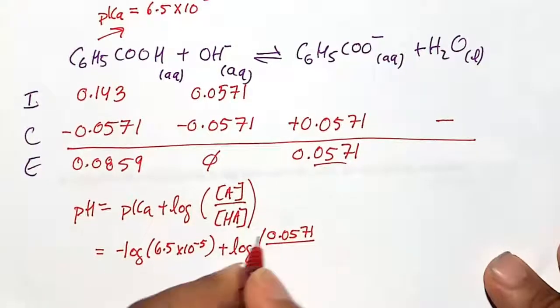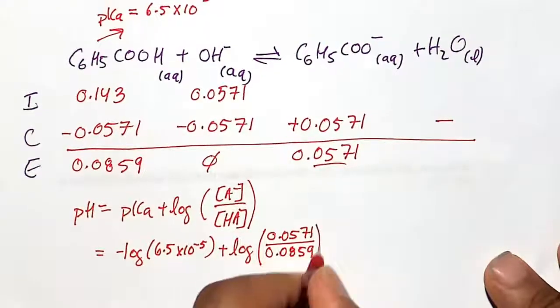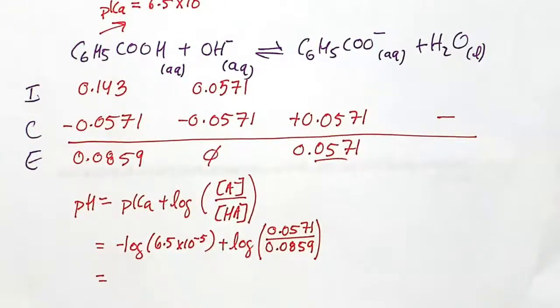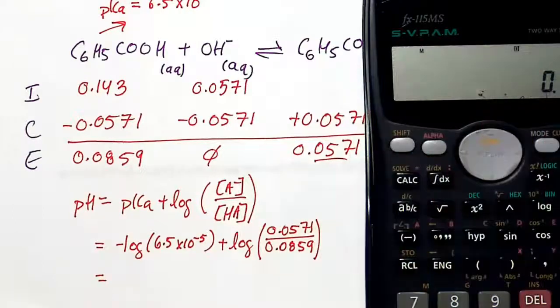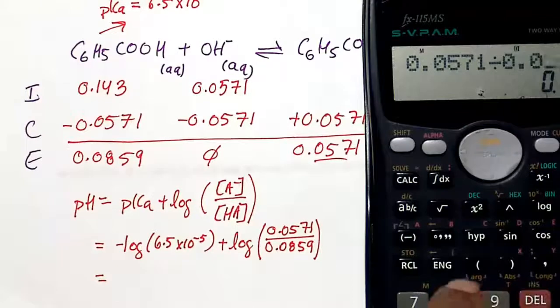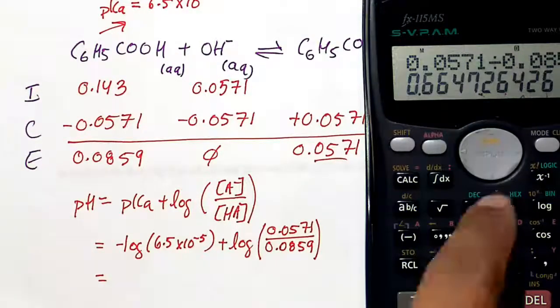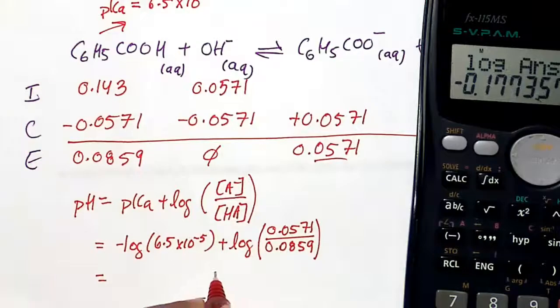0.0571. What's the concentration of my conjugate acid at equilibrium? 0.0859. So this is a ratio, the units cancel, and that's going to be my final pH. This is how I would do it on my calculator. I would do 0.0571 divided by 0.0859. That equals, log of that ratio, minus 0.177. You may want to just write that down.